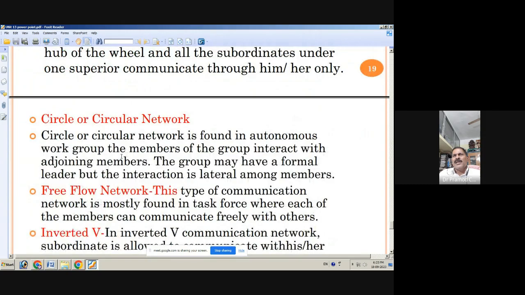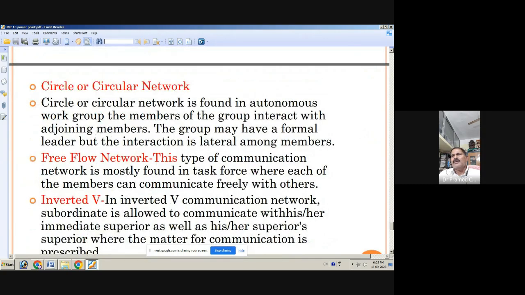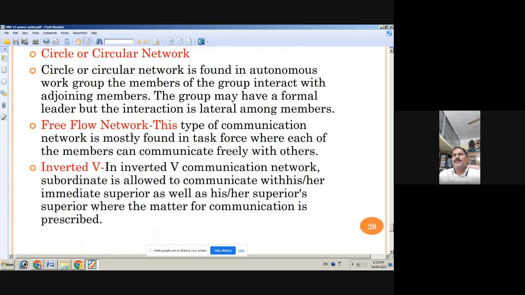Circle, circular network. Circular network is found in an autonomous group where the members of the group interact and the group may have a formal leader, but interaction is lateral among the members. It can adjourn the meeting sometimes. That is autonomous.